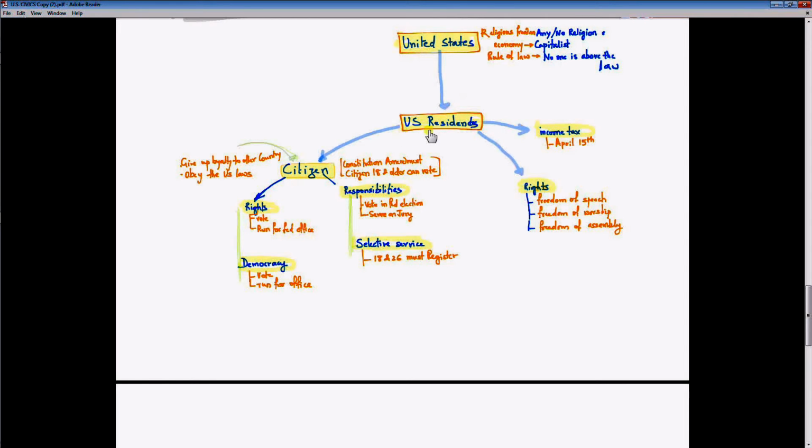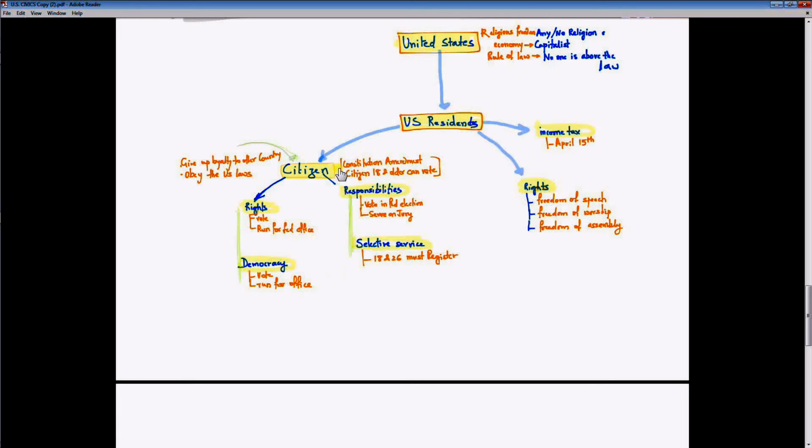US residents who reside in the United States have to pay income tax. The date is every year April 15th. The rights every resident gets are freedom of speech, freedom of worship, freedom of assembly, and many more. When you convert into a citizen, you essentially give up loyalty to other countries, and you further get the right to vote and run for federal office. The democracy ensures that every citizen gets the right to vote and run for office.